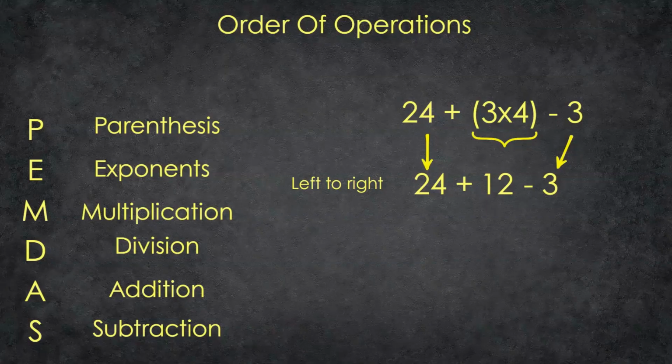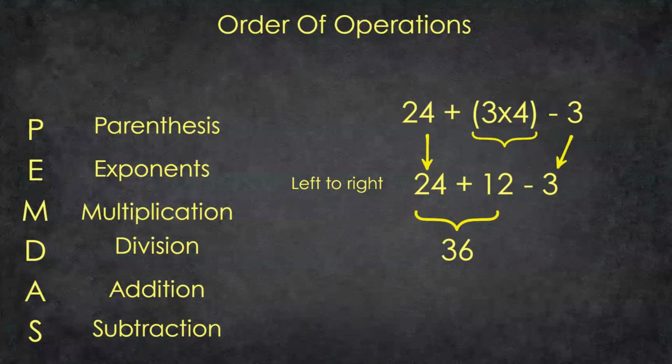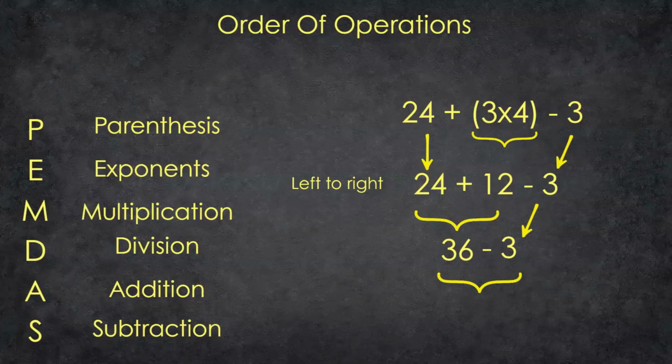So 24 plus 12 is going to go first. 24 plus 12 is 36. And then we're going to bring down the minus 3 into our next step or next line. And then we just complete that as normal. 36 minus 3 is going to be 33. So the answer to that complex equation is going to be 33. All right, let's go ahead and take a look at another example.